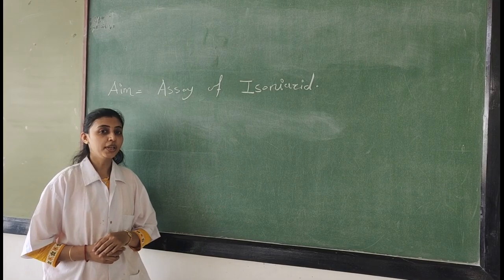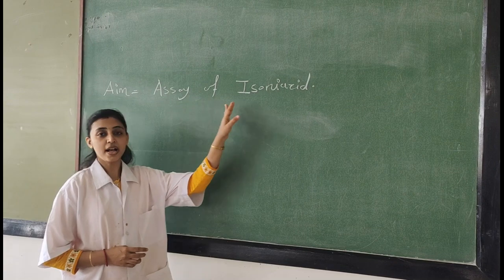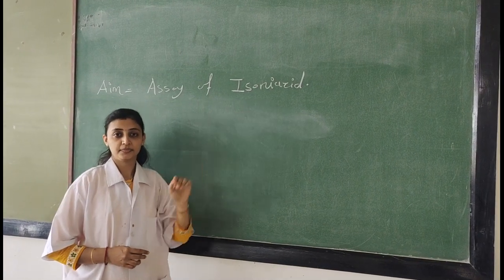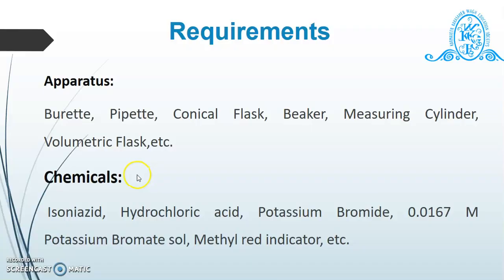Hello students, today we perform the assay of isoniazide. Before starting the actual practical, let us see some requirements. Here we use some apparatus and chemicals. Apparatus such as burette, pipette, conical flask, beaker, measuring cylinder, volumetric flask, and here we also use a funnel.